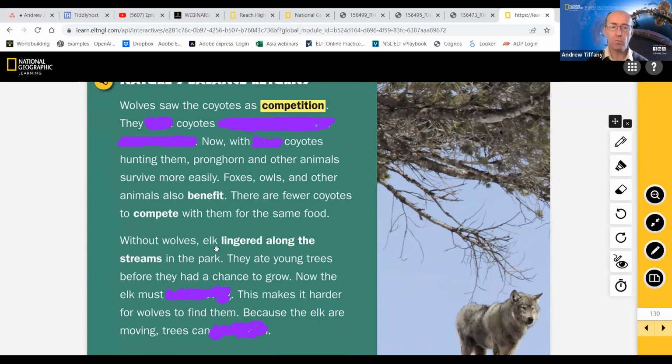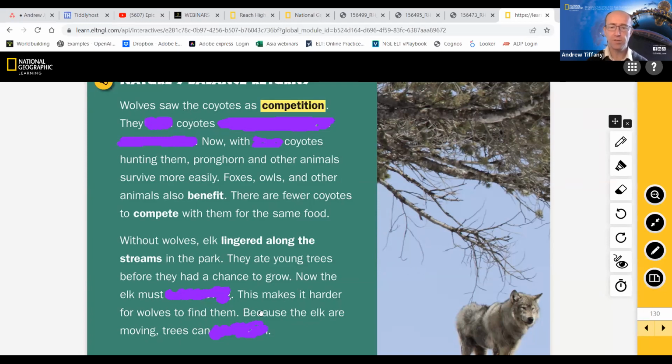Without wolves, elk lingered along the streams in the park. They ate young trees before they had a chance to grow. Okay. Now the elk must something. This makes it harder for wolves to find them. Because the elk are moving, trees can, right? So up here, you're thinking it's fight. They fight the coyotes? Maybe. Yeah. Could be, right? What about down here with the elk? Now the elk must do something so the trees can grow more.